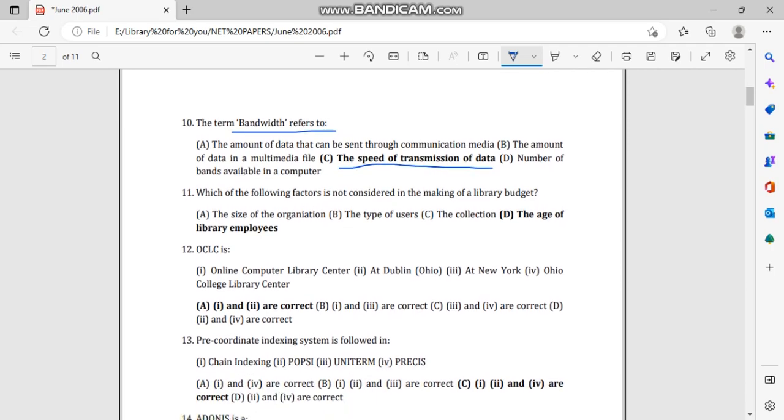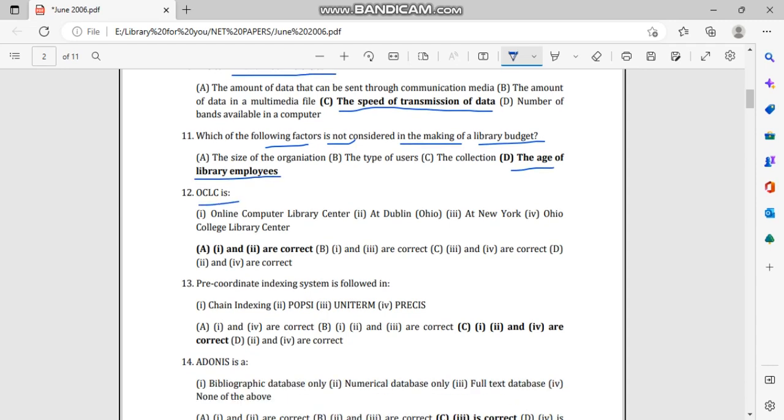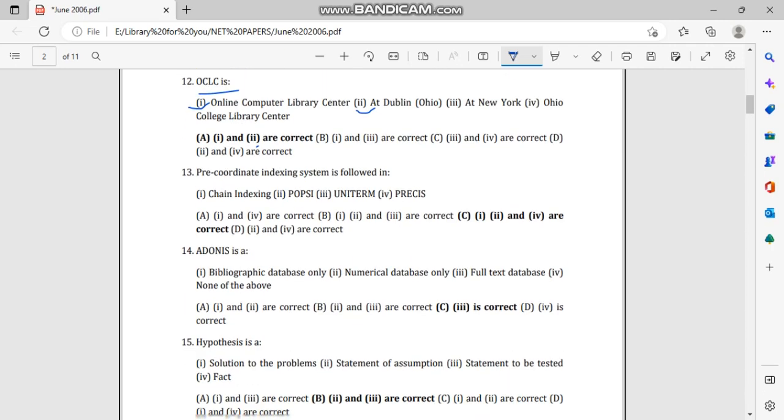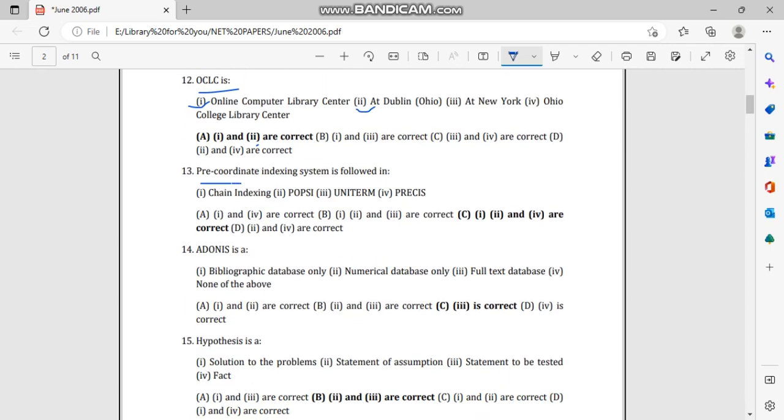Which of the following factors is not considered in the making of library budget? That is the age of library employees. OCLC is Online Computer Library Center and it is available at Dublin, Ohio. Pre-coordinate indexing system is followed in, the answer is C, that is 1, 2 and 4, that is chain indexing, POPSI and PRECIS.